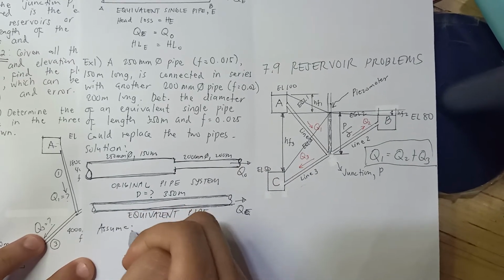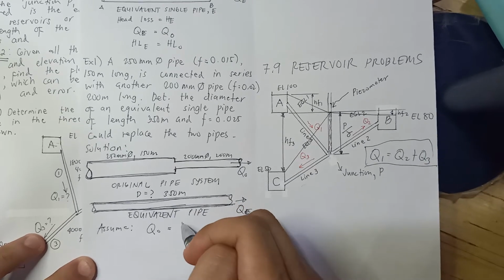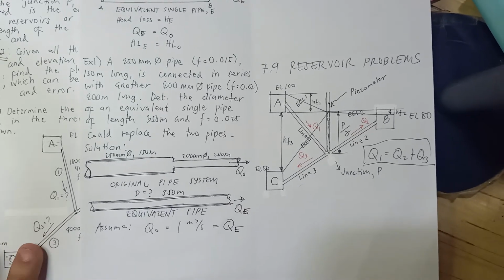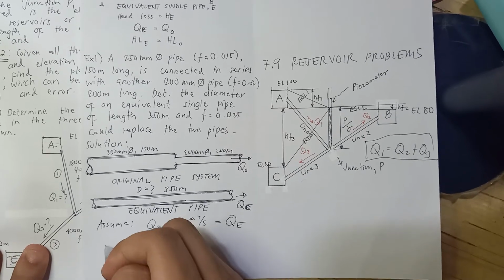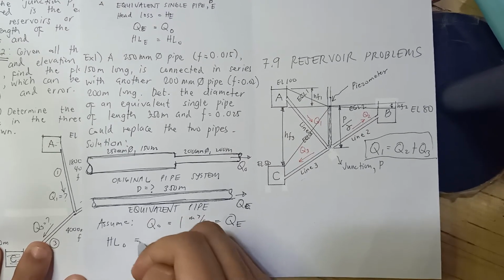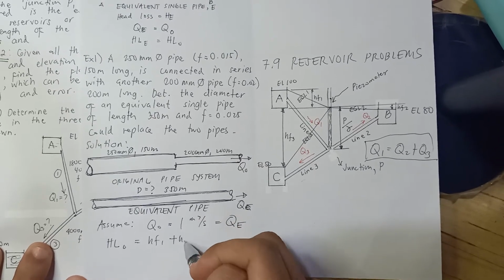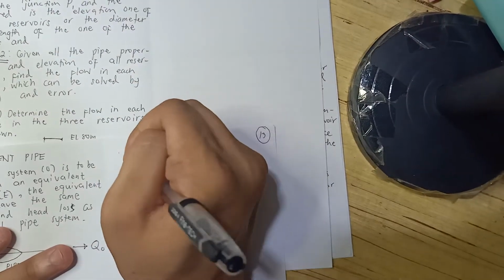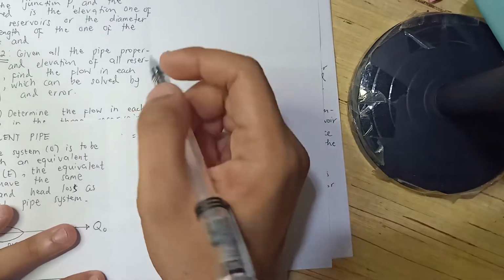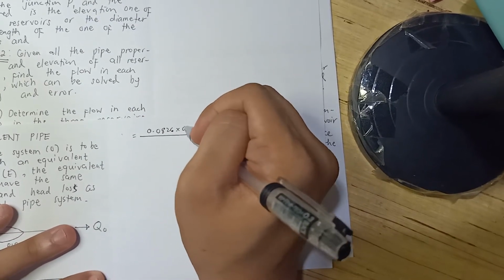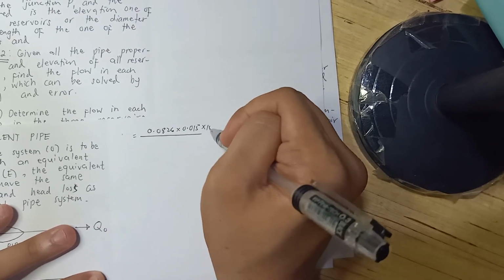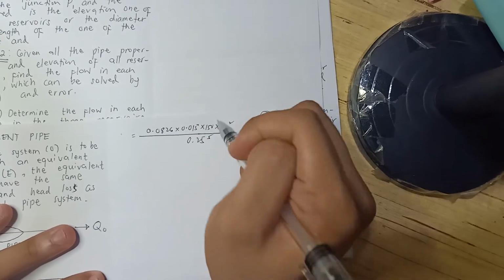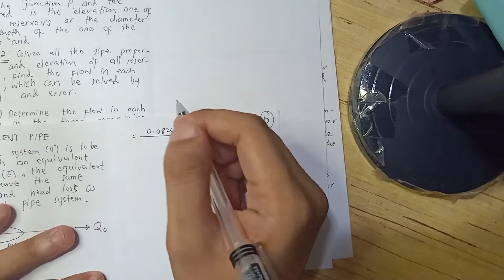Assuming na ang QO original is 1 cubic meter per second, as well as ang discharge sa E is 1 cubic meter per second. Diba, HL sa original is HF1 plus HF2, no? So using sa Darcy, 0.0826 times 0.015 times 150 times 1 squared over 0.25 to the power of 5. Again, 1 is assumed and money diameter sa first pipe.